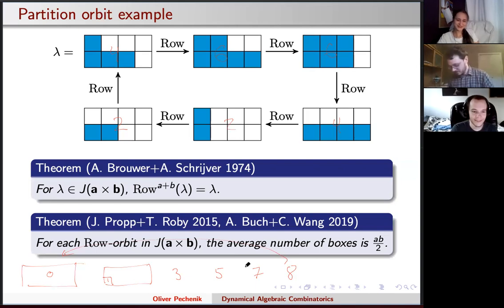Okay, something very interesting is going on here. And if you have a larger rectangle, then again, all the orbits have the same average number of boxes, and it's something you can write down in terms of the size of the rectangle. Well, it's exactly half the size of the rectangle. Okay, the average for each orbit is the same as the average for everything all put together. That's really how it goes.